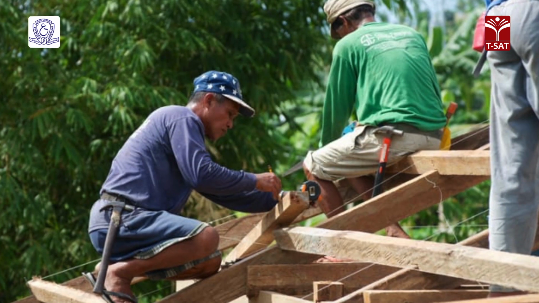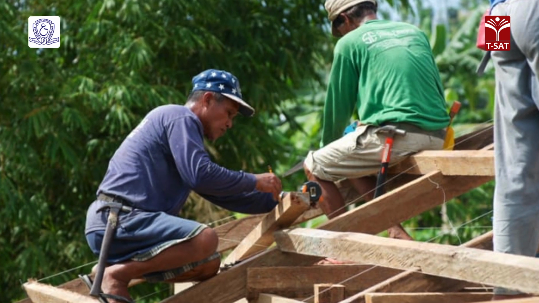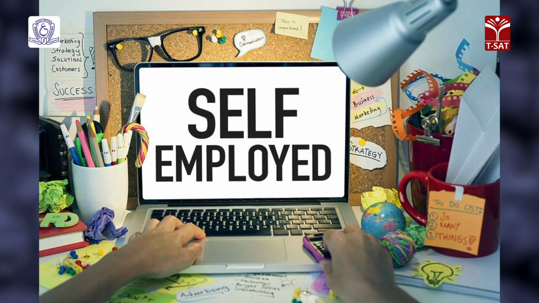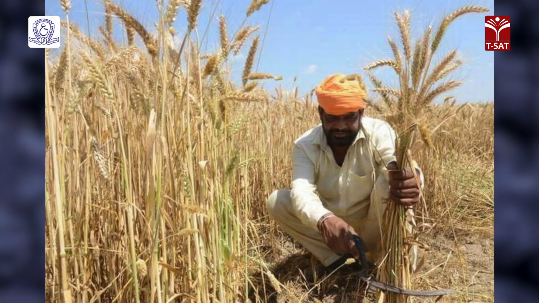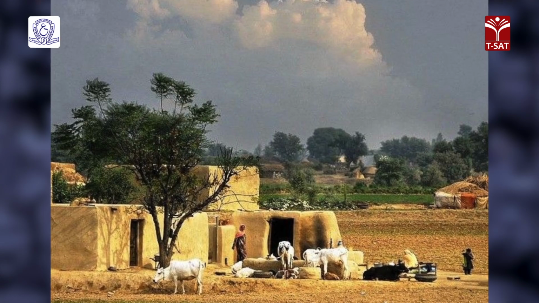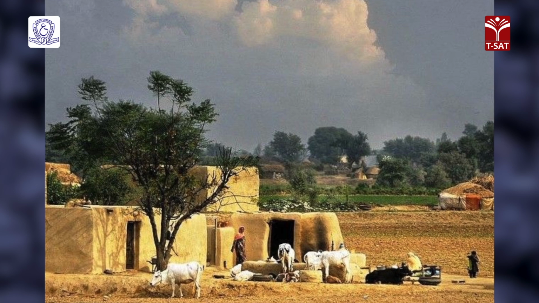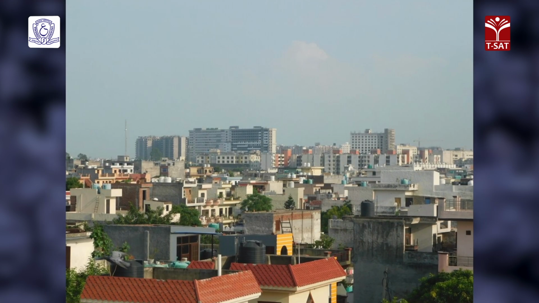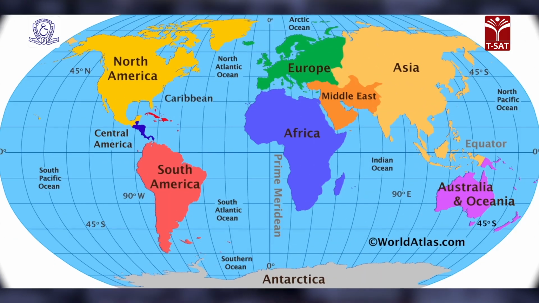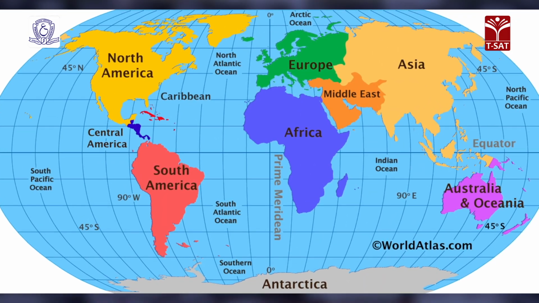The laborers deployed in construction and other low menial work and self-employed activities are largely migrants from rural areas. It is also seen that agriculture development in Punjab has resulted in migration of the rural Punjab population not only to the cities of different states of India, but also to the cities of other countries of the world.